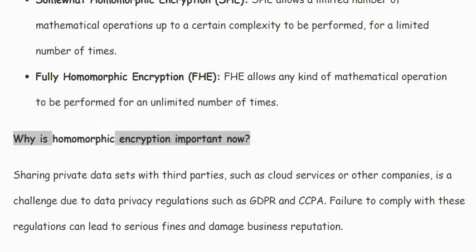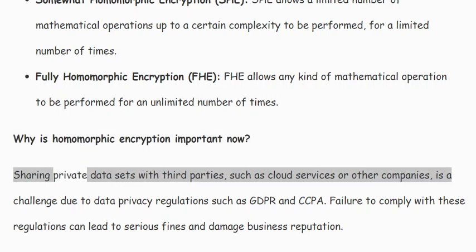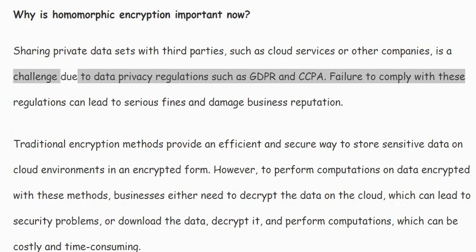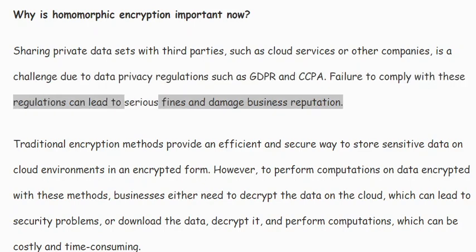Why is homomorphic encryption important now? Sharing private data sets with third parties, such as cloud services or other companies, is a challenge due to data privacy regulations such as GDPR and CCPA. Failure to comply with these regulations can lead to serious fines and damage business reputation.